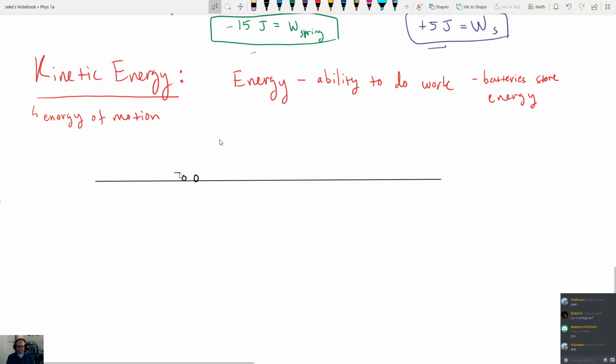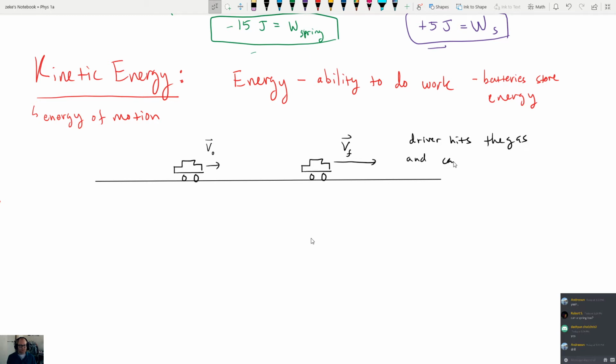All right, so let's say I have a car. Let's say that's moving to the right with an initial velocity that I call v initial. And let's say that the person driving the car hits the accelerator and increases the speed of the car so that the car moves faster. Of course that takes some time, but eventually the car is moving with some final velocity that we call v final. So what's happening in this problem is that the driver hits the gas and the car accelerates.